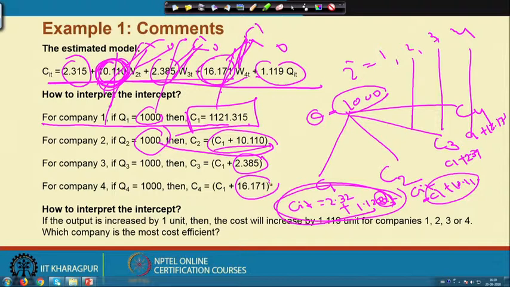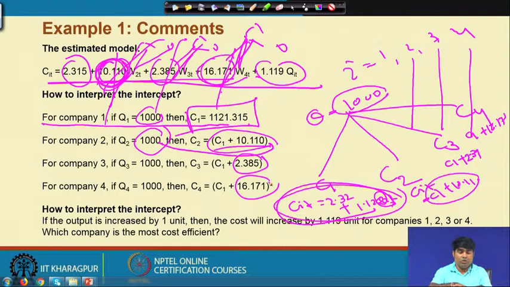So, so far as efficiency is concerned, since we are allowing the companies to produce the same level of output, a particular firm can be declared as efficient where the cost will be substantially low. So, technically in this case company 1 is declared as most efficient compared to company 2, company 3 and company 4, and that is the beauty of this kind of panel data model.